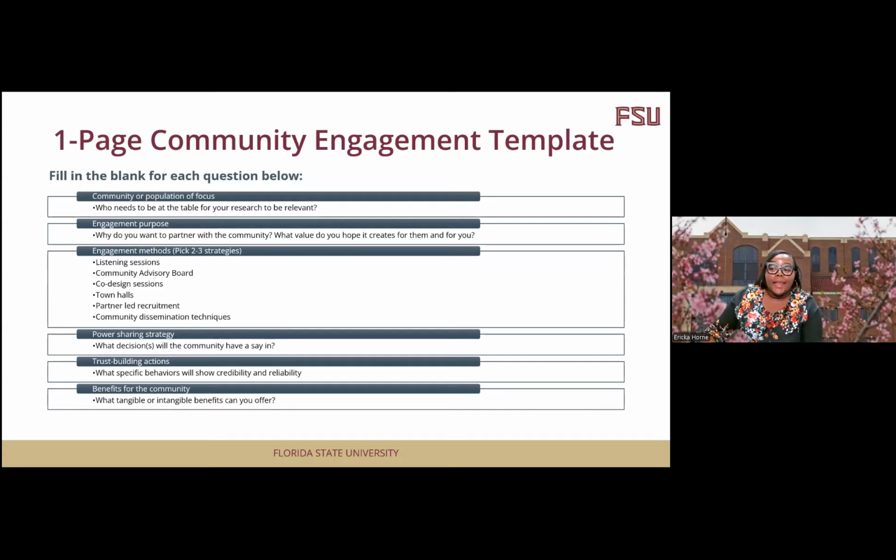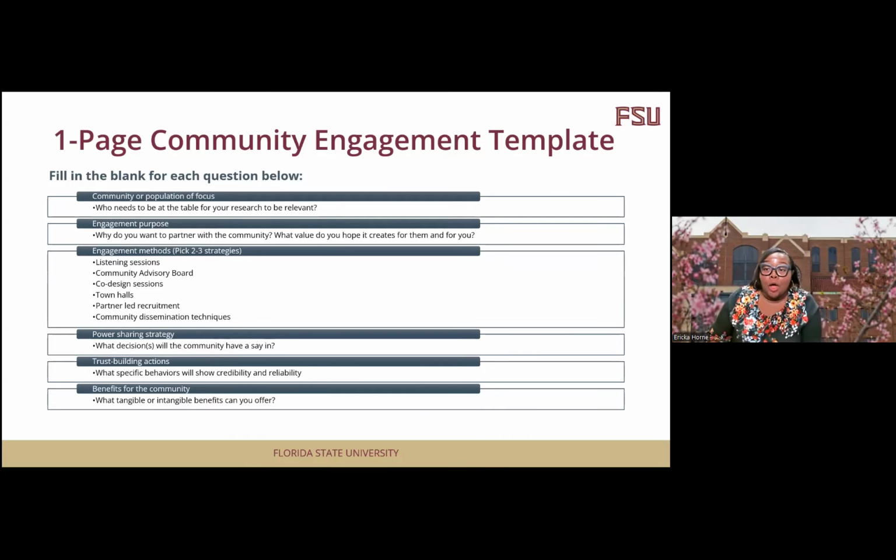And once you figure that out, that's when you can put 2 to 3 strategies, and you can probably come up with some more strategies that work, but 2 to 3 of these engagement methods and strategies to help you figure out how you're going to engage them. Whether you decide to do listening sessions, you can create a community advisory board. You can do co-design sessions. So if there is that key community member, you're asking them, how do we do this? You guys together are creating the session of what you're going to do.